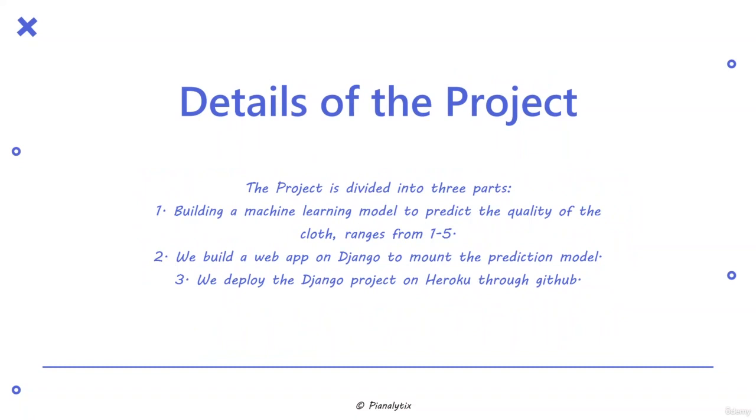Now, the project is divided into three parts. The first part is building a machine learning model to predict the quality of the cloth. The range for quality is from 1 to 5, and 5 being the highest, or the best quality. Next, we build a web application on Django to mount the prediction model. And last, we deploy the Django project on Heroku through GitHub.